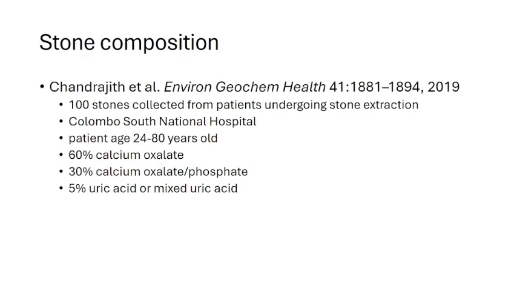What about stone composition? This is a paper from Dr. Chandrajith's group in 2019, where they analyzed 100 stones collected from patients getting stone extraction at Colombo South National Hospital. They found that 60% of the stones were calcium oxalate, about 30% were mixed calcium oxalate and phosphate, and about 5% were uric acid stones. This is a little lower in proportion than what we see in the United States, but this is just one sample from one hospital.